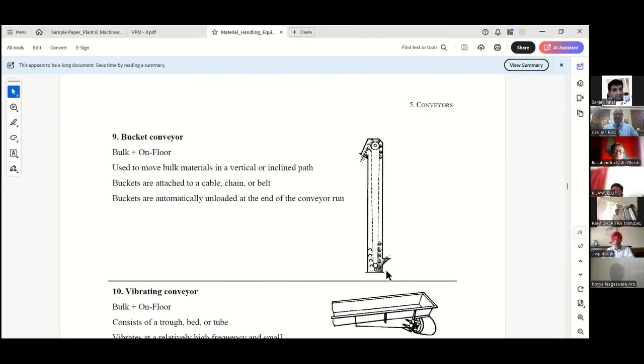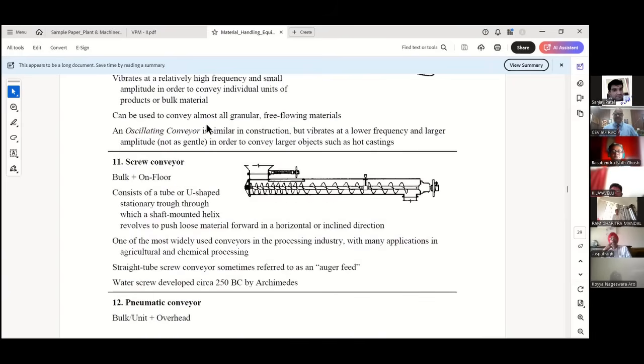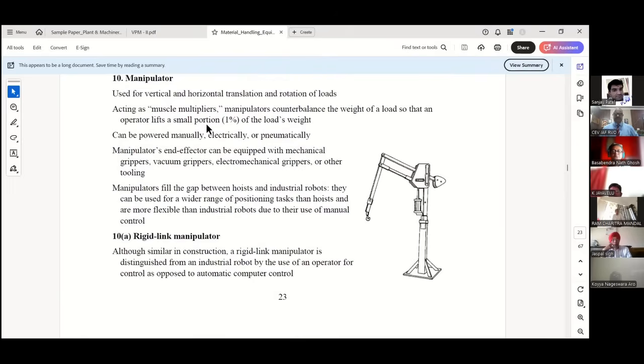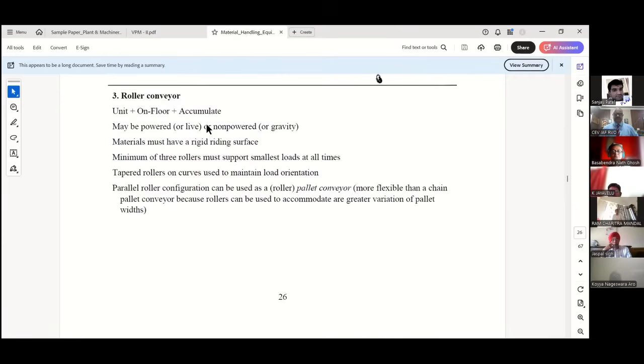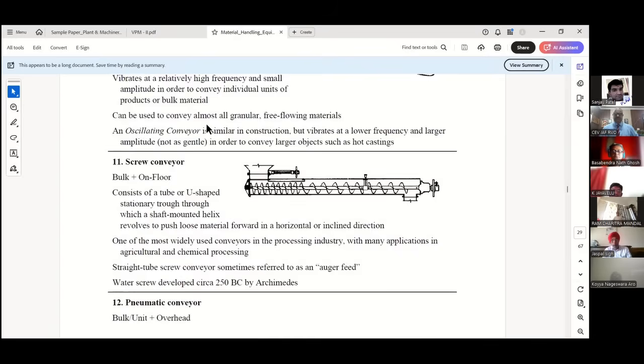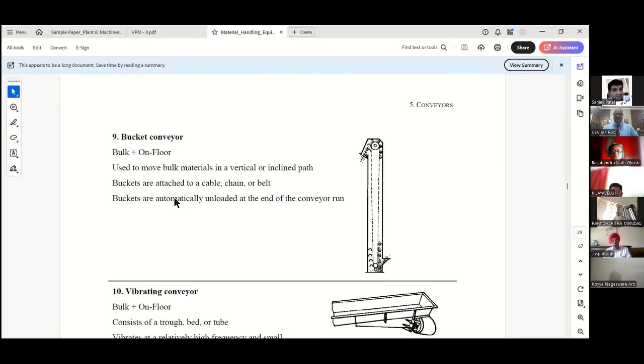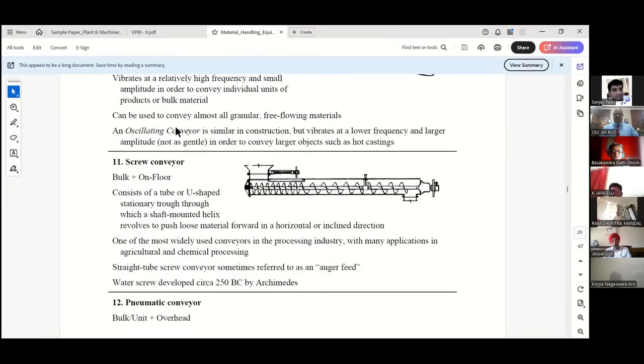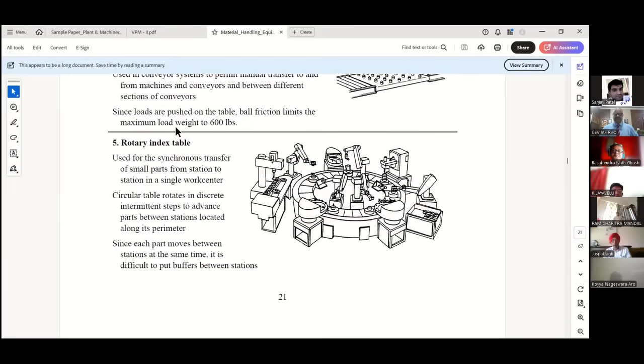Bucket elevators for the movement from the lower surface to the upper surface, normally for the transmitting of solid particles. In grain industries, you will find them. Vibrating conveyors, conveyors used with separation or grading. Your material moves with the vibrations. So hard materials move faster, and soft materials move at a lower speed. So you can also do the grading of the same thing.